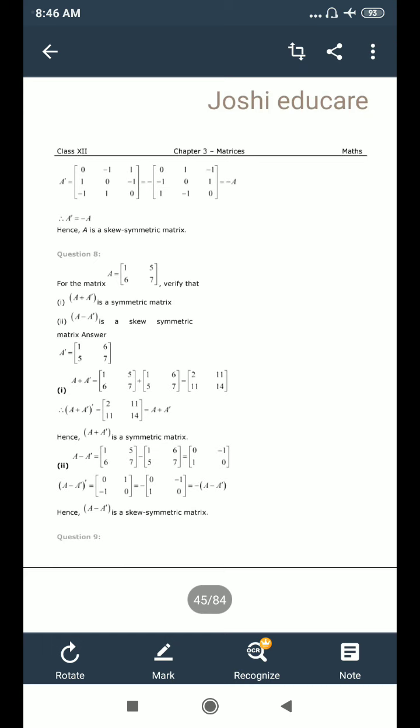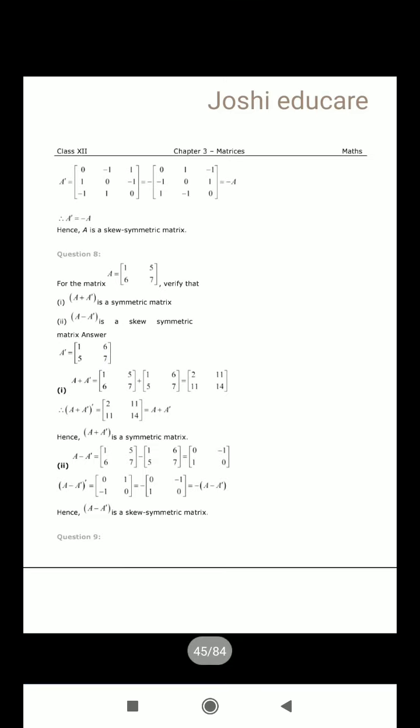Question number 8. For the matrix A is equal to this, verify that A plus A transpose is a symmetric matrix and A minus A transpose is skew symmetric. Very simple. First you will calculate A transpose. A is already given. Now we'll add A and A transpose. On adding you will get it is 2, 11 and 11, 14. You have to prove that this is a symmetric matrix. So to prove symmetric matrix, what we'll do? We'll take its transpose.